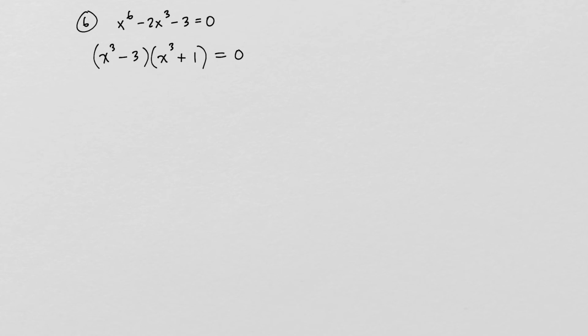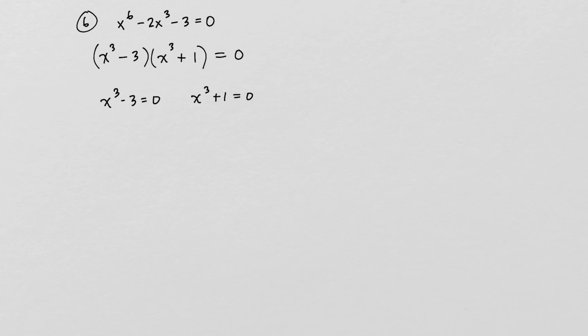And I want you to notice that when you multiply this out, if you multiply the outside terms and the inside terms, you get positive 1x cubed and negative 3x cubed, which gives us a total of negative 2x cubed, which is what we were trying to get in the middle there. So this is the correct factorization. So now we can go ahead and move forward by setting each of these factors equal to 0.